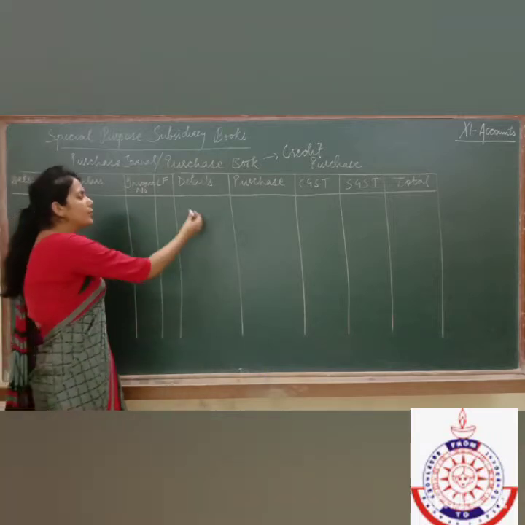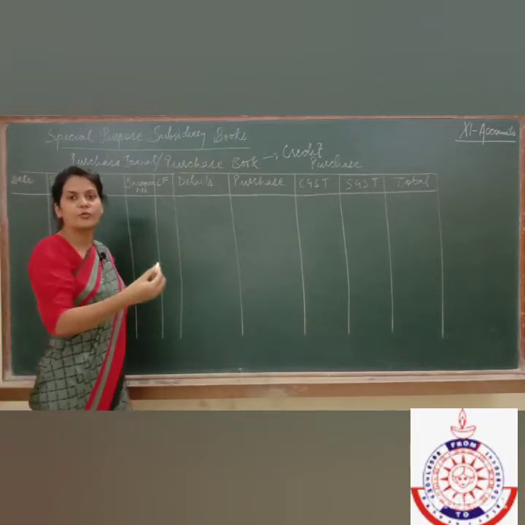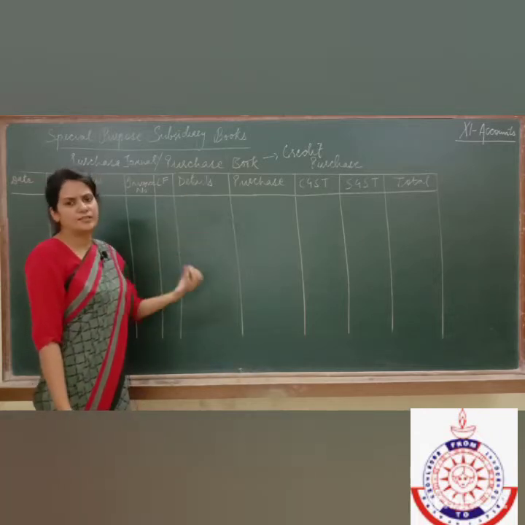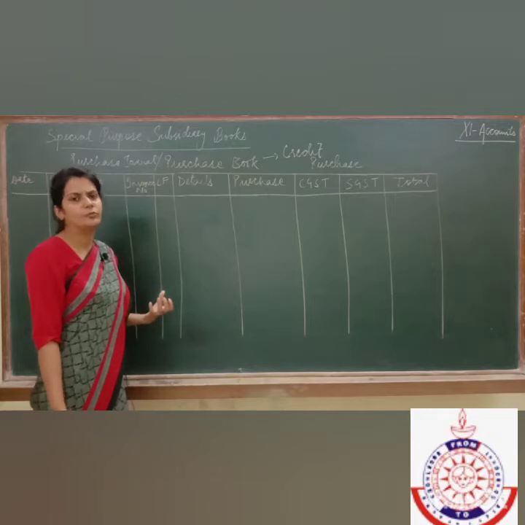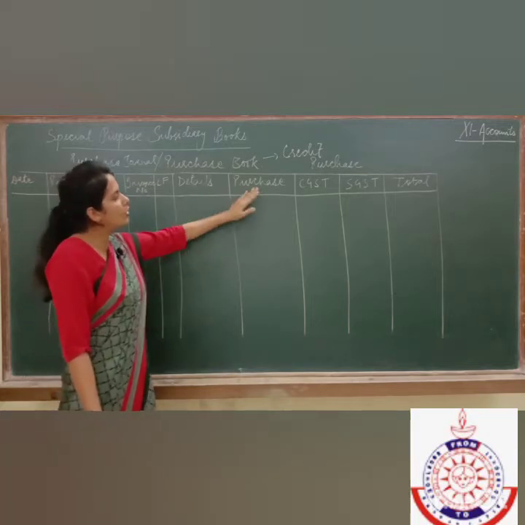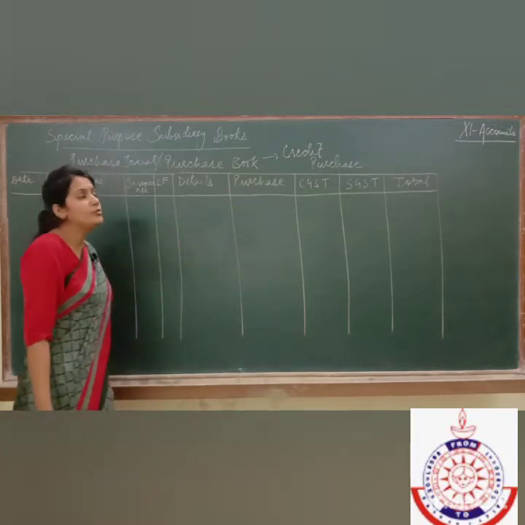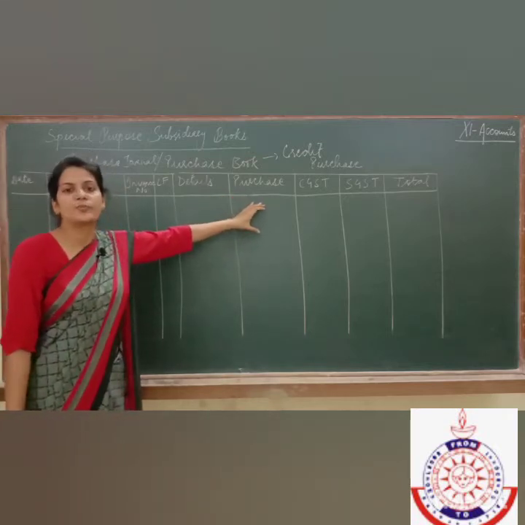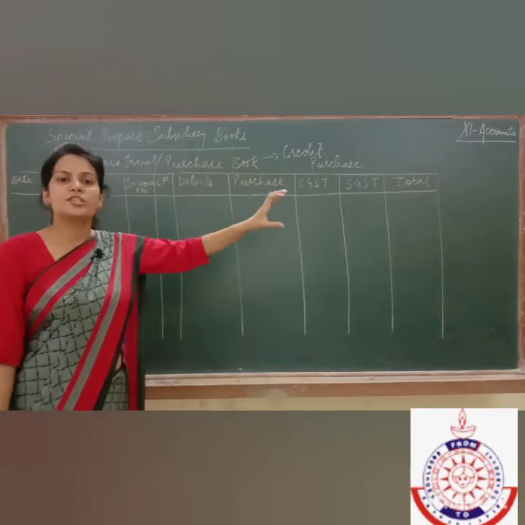Like you will be showing here trade discount, cash discount if any, or you will be showing GST and other things, so that you will understand when we will do the practicals. Next column is purchase. In this column you have to write the actual amount of the goods purchased, which is excluding GST.